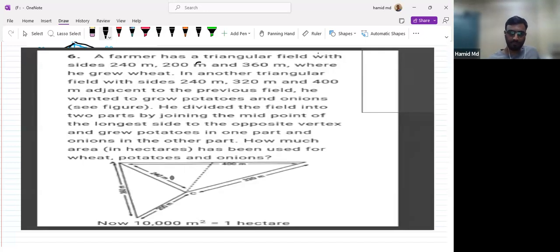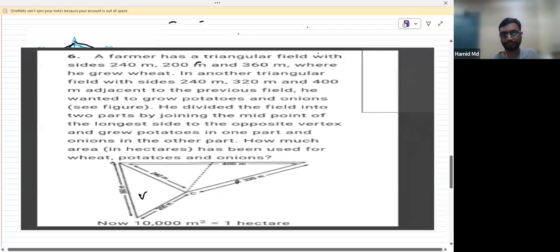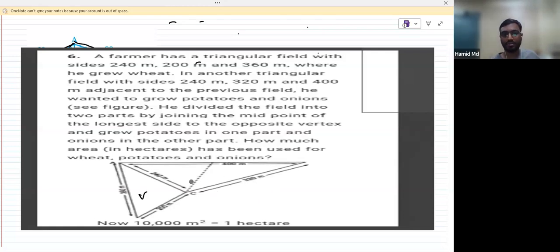See, we know all the sides of this triangle. And this side of this triangle and this side of this triangle. So again, we know the three sides of this triangle, but the thing is that it is being cut in half. So we have to see, he divided the field into two parts by joining the midpoint of the longest side. The longest side is 400 meters, so it's the midpoint, right? So now you get the length of the other sides as well. All the four or five sides are there. So you got the length?